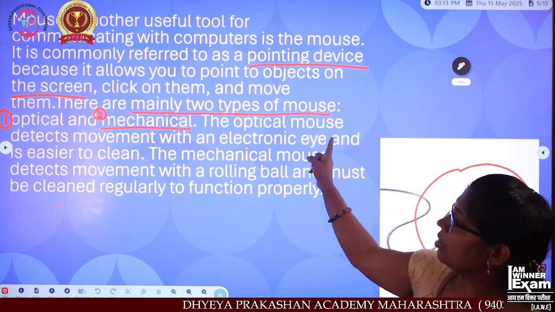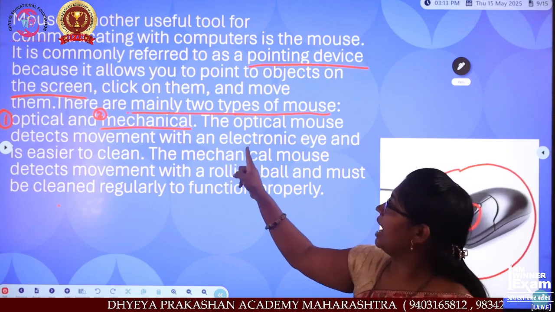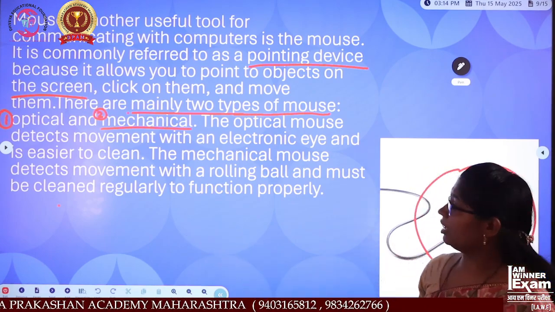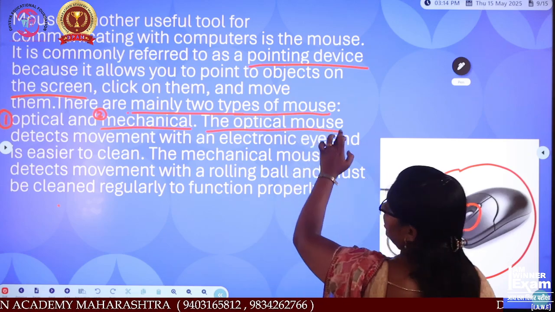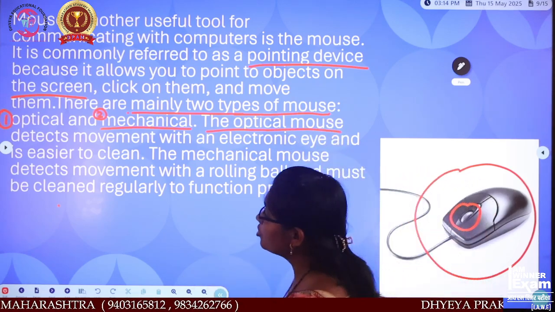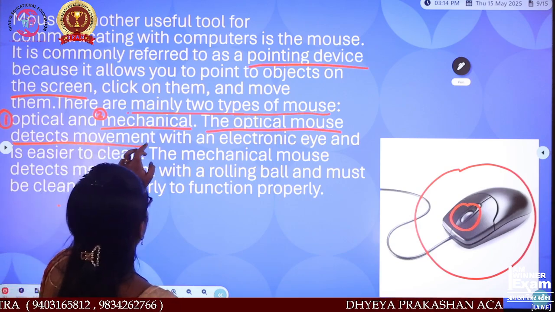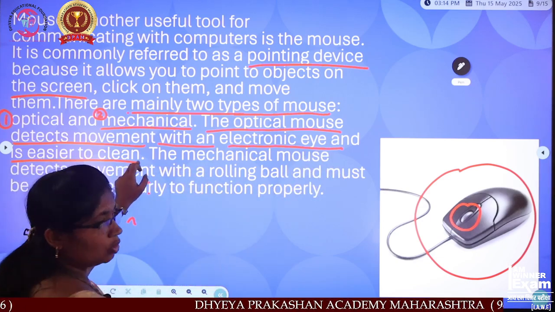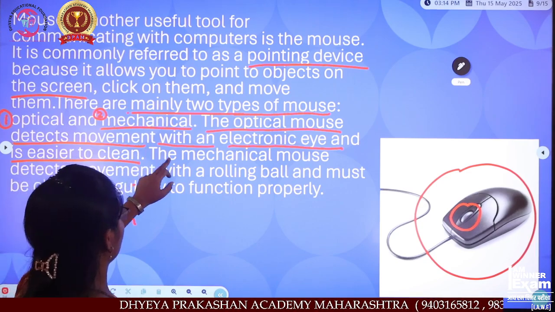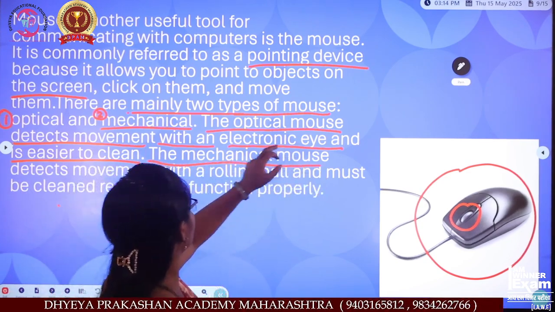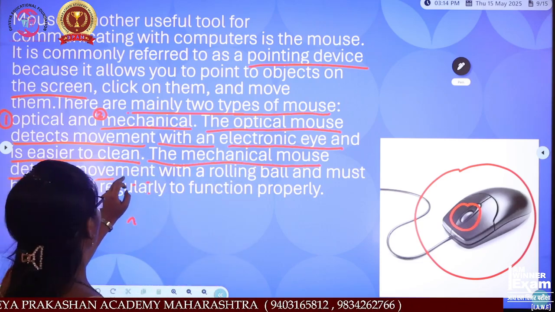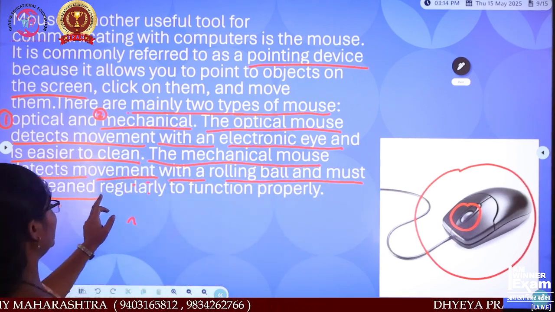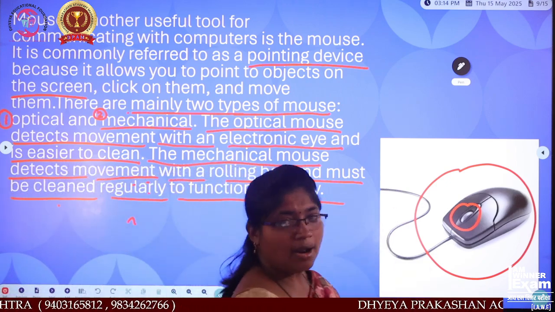The optical mouse detects movement with an electronic eye and is easier to clean. And second is the mechanical mouse. The mechanical mouse detects movement with a rolling ball and must be cleaned regularly to function properly.